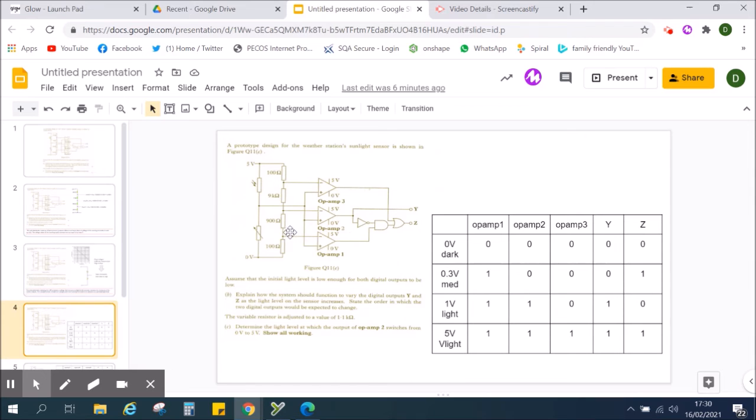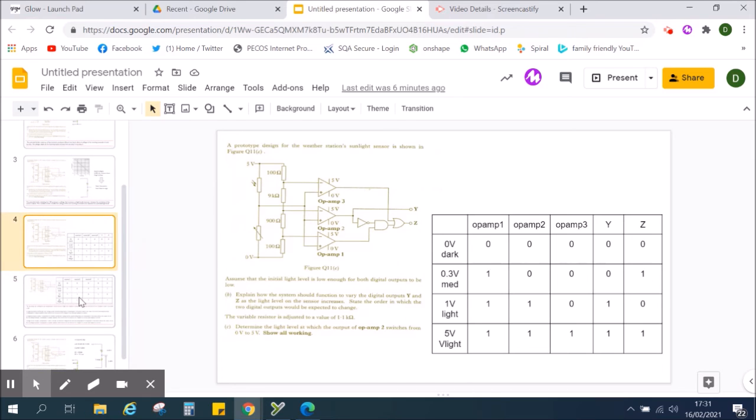Then, as the light gets brighter again, 5 volts is greater than all the 3 reference voltages, which means all 3 op-amps are on. The digital signals coming out means that I've got Z on, I've got Y on. Okay, so the table there is not asked for, but does help with your description.